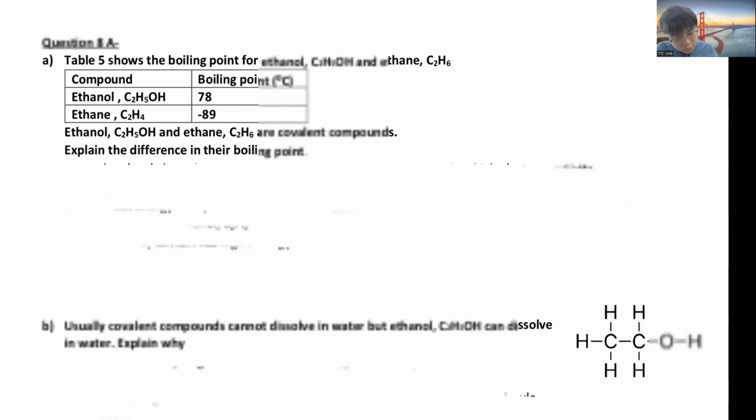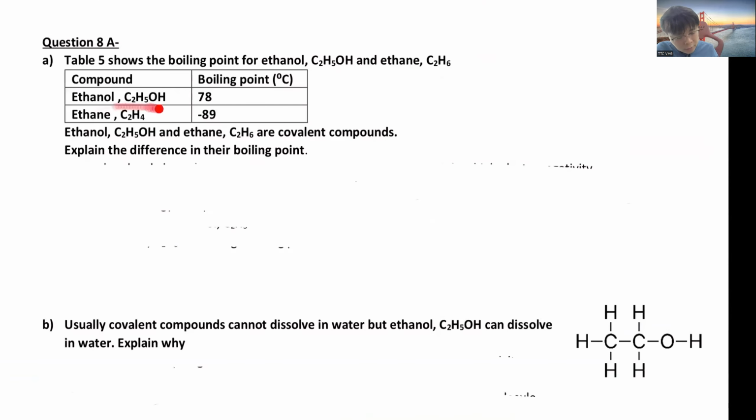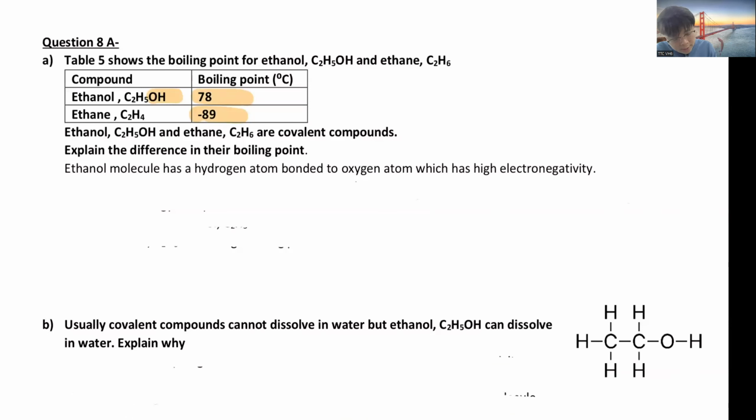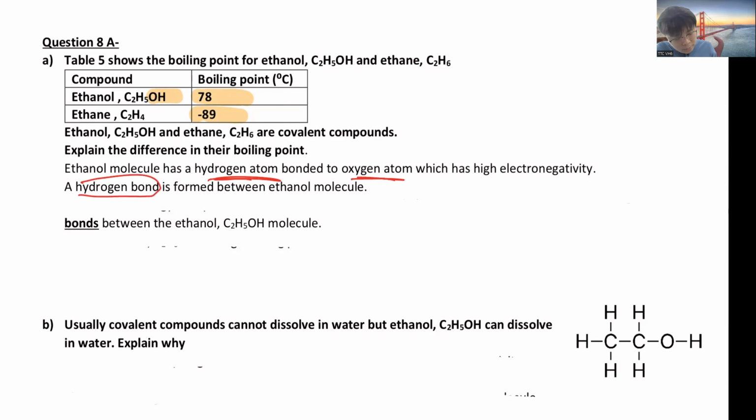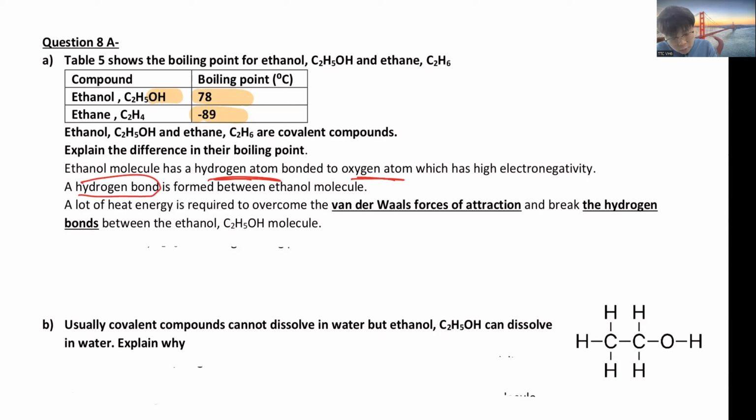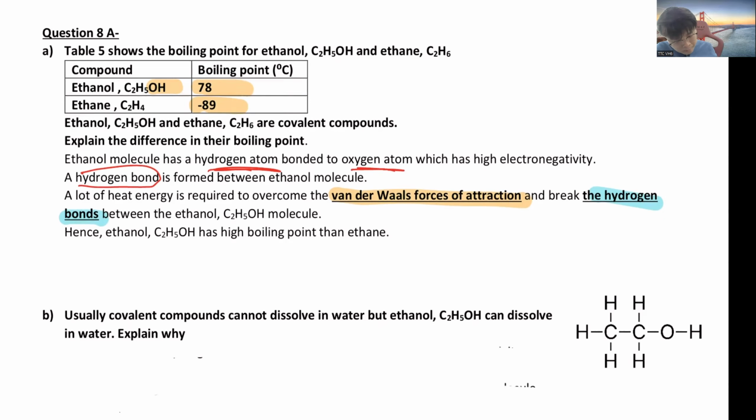Then you look at the question here. Now you need to decide why this one has a higher boiling point and this one a lower boiling point. You can see OH here. So you can mention ethanol has H connected to O, so you will have hydrogen bond. Once you have hydrogen bond, you need a lot of energy because you have two forces to overcome. First is van der Waals, second is hydrogen bond. Then ethene doesn't have hydrogen bond, so the melting point will be lower.